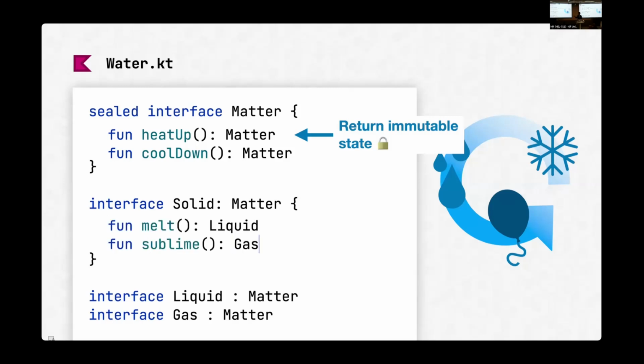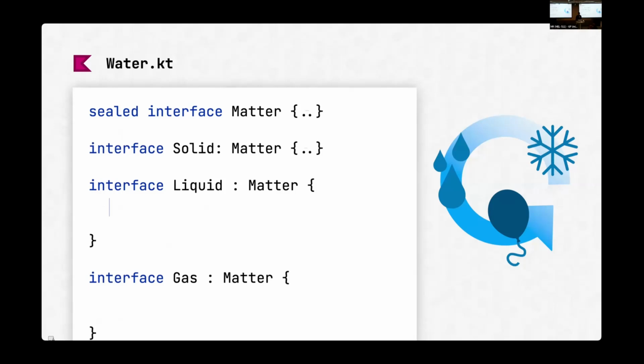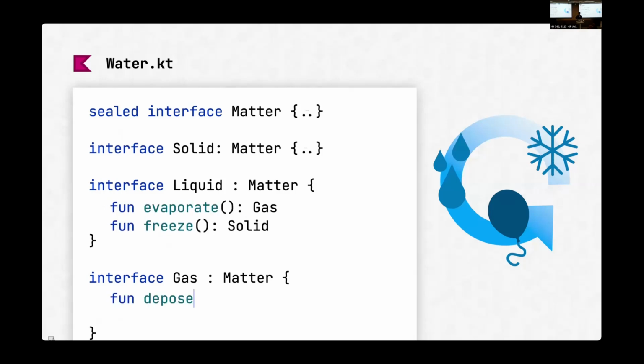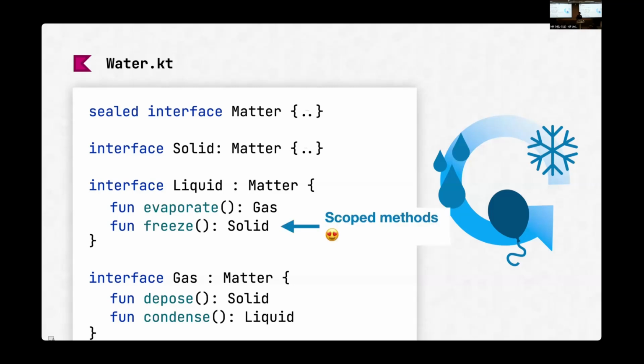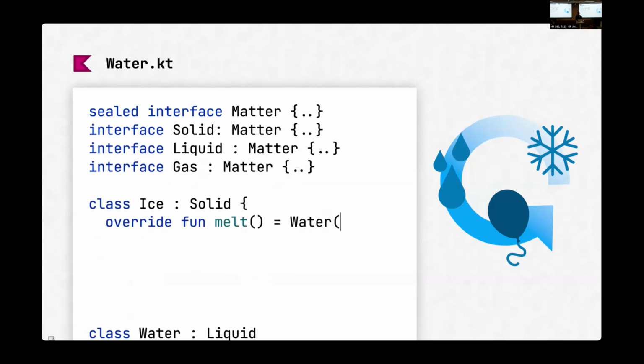In the solid class, previously we had these melt and sublime functions in the abstract interface. But what I'm going to do is move them down to a more specific scope interface. So I can only ask ice to melt. For instance, in the case of liquid, since the evaporation functions are only on the liquid interface, you can't actually ask ice or solid things to evaporate. So we're essentially implementing a scope method here. And the same goes for ice.